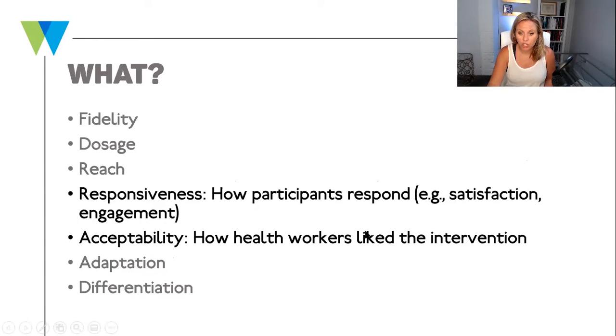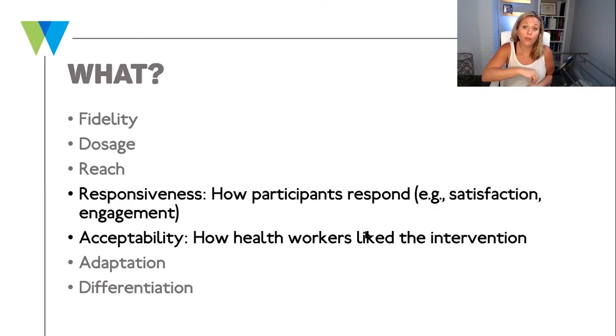The next two kind of go together. One is responsiveness and one is acceptability. This is how people respond to your program. Their satisfaction, how much they like it. So responsiveness refers to how participants respond. What's their engagement with the program? If a care manager is showing up to people's houses, are they hiding behind the door and saying, I'm not home? Or are they enthusiastically greeting them and ready to participate in the physical activity protocol?